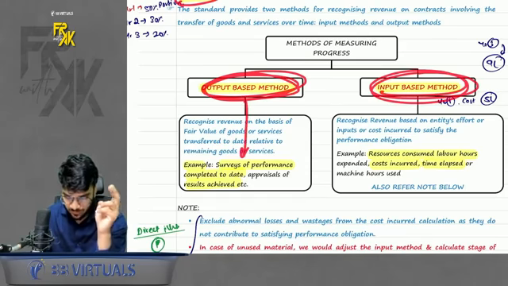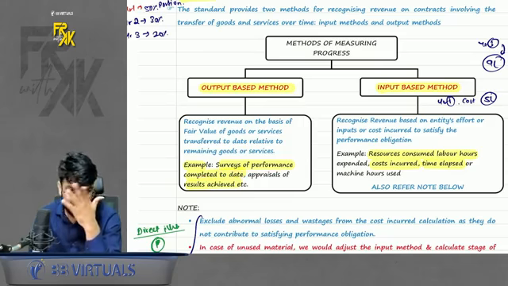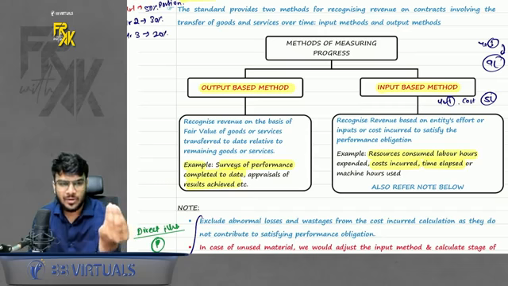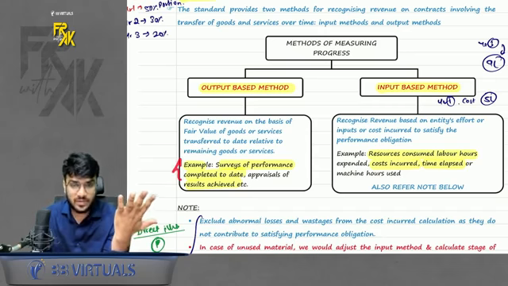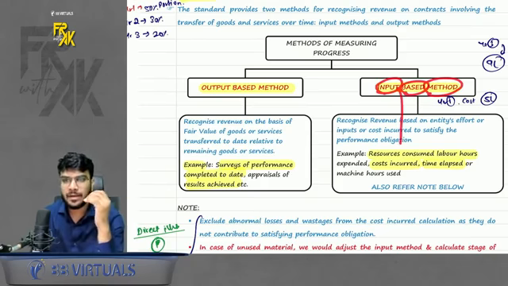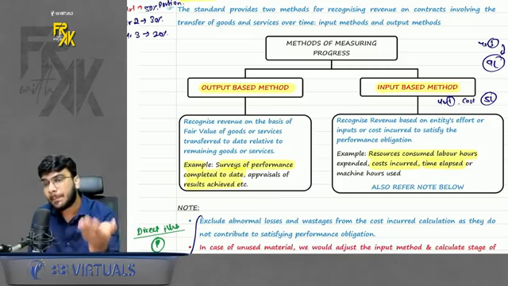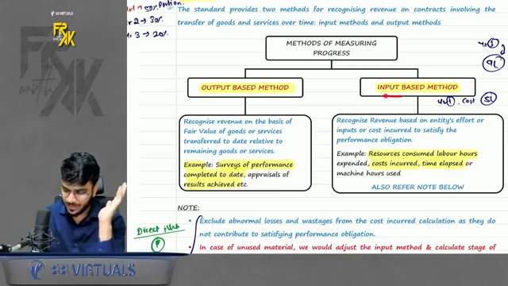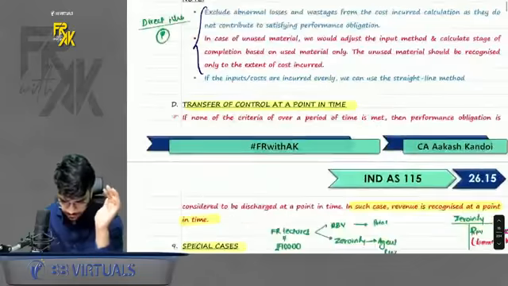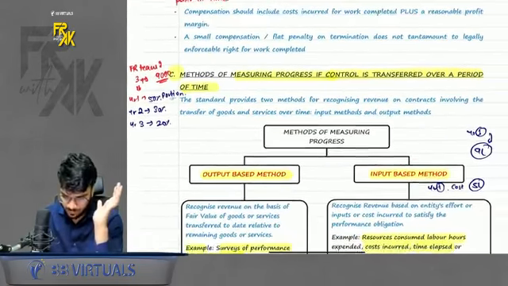In output based method, we use survey of performance completed to date. Basically, in AS 7 we used to take percentage of completion method, or stage of completion we used to check. That is what you can see to check how much work was completed. Second can be input based method. Here the most common method is checking how much cost has been incurred compared to total cost, or how much labor hours has been incurred compared to total labor hours. So input based method. Okay, do remember that part. So this is how you can measure the progress to book the revenue, how much revenue to book each year.